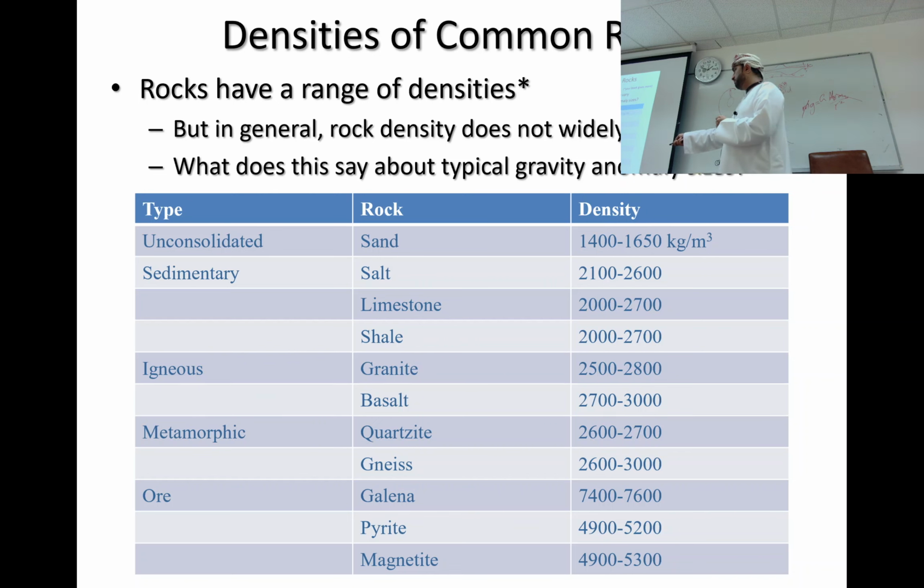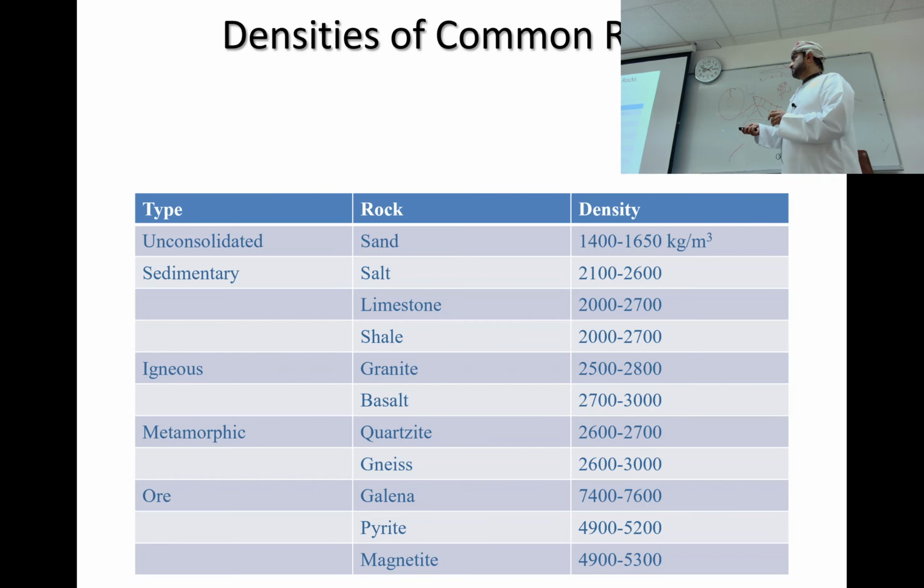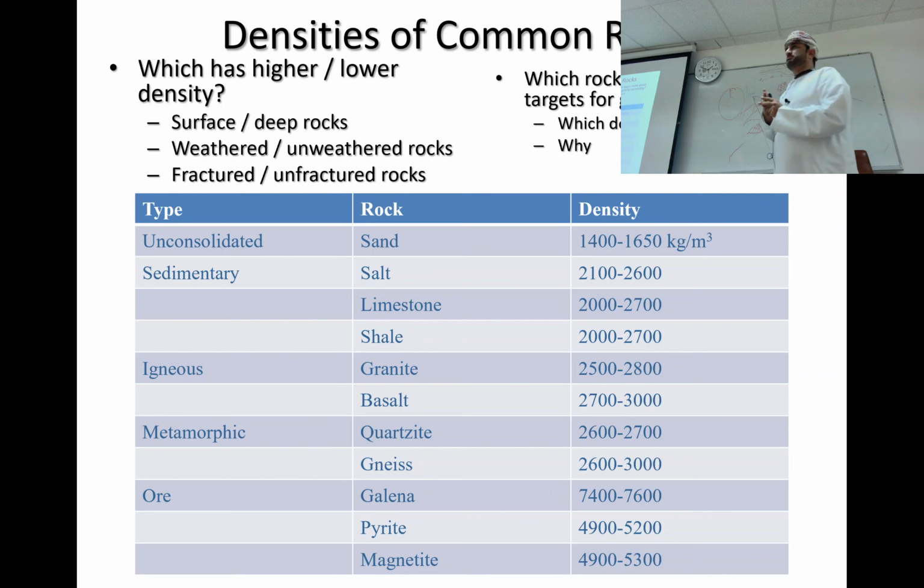Ore bodies, galena, pyrite, magnetite, are very, very dense. They are probably pure minerals or ore bodies. Galena is a mineral, pyrite is also a mineral, and magnetite is also a mineral. They are very, very heavy. So they vary for many reasons: the source, whether they are weathered, unconsolidated, or consolidated. The deeper the rock, the more compaction it gets, and the denser it becomes.